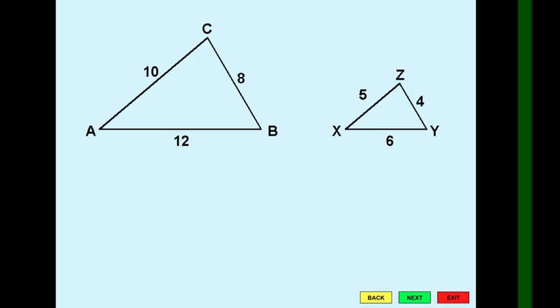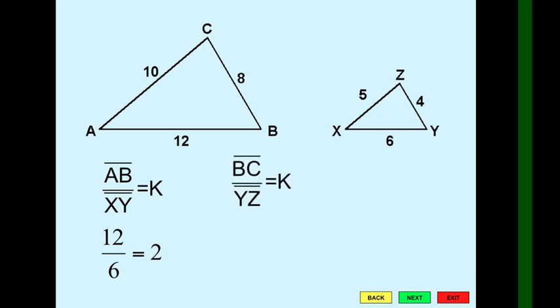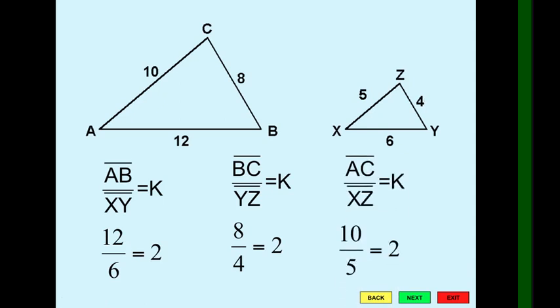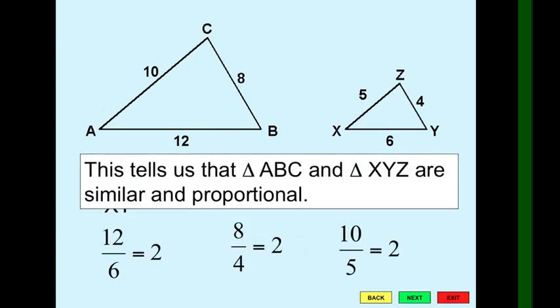So example, we have triangles ABC and XYZ. AB over XY is equal to K. So we have 12 over 6, which is 2. BC over YZ is equal to K. So we have 8 divided by 4. So ito yun. 8 divide mo siya ng 4 and you will get 2. Then this one is 2. So anong theorem ito nagpa-fall? And that is the SSS Similarity Theorem. This tells us that triangle ABC and triangle XYZ are similar and at the same time proportional.